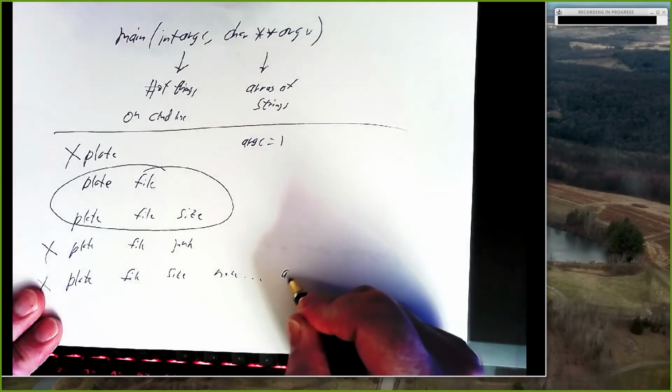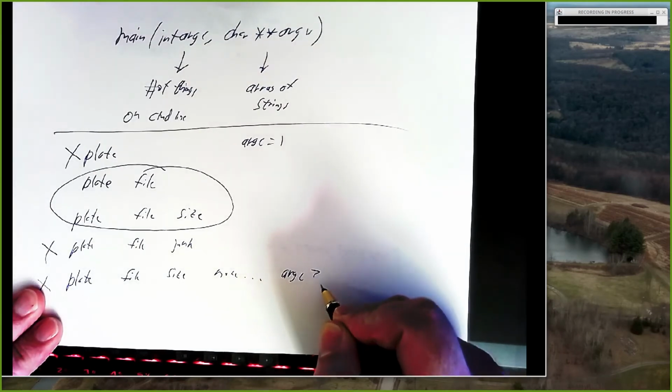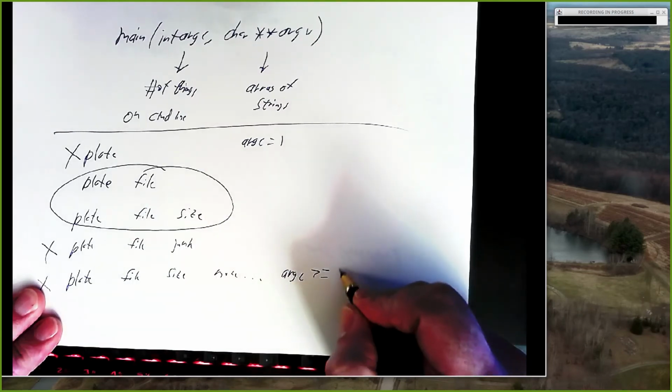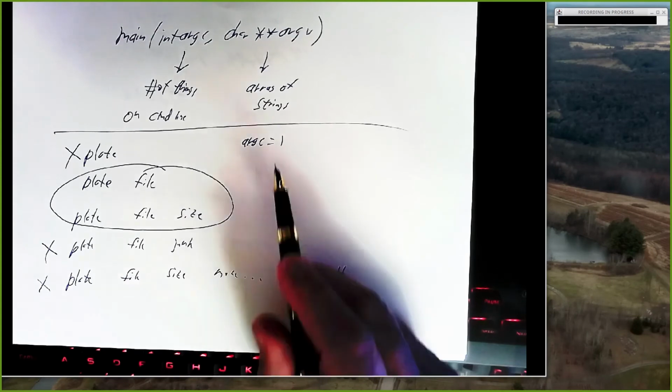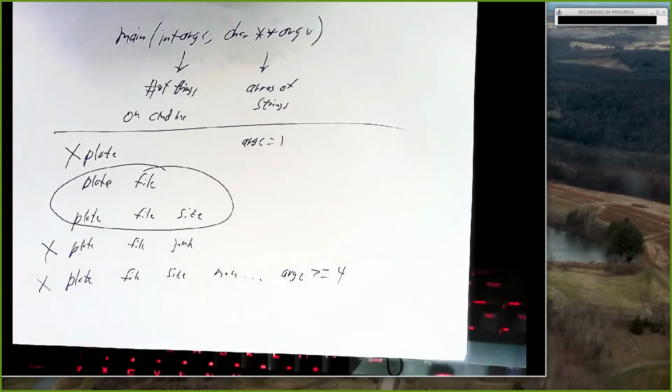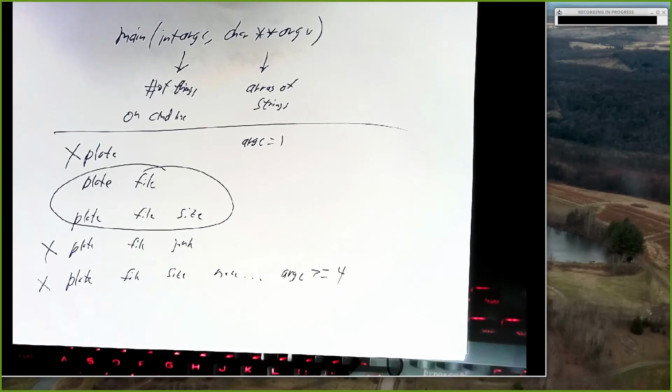If argc is greater than or equal to 4, that's an error. So right after you check to see if argc is 1, check to see if argc is bigger than or equal to 4. If it is, hey, why are you giving me all this stuff? All I want is a database name and maybe an integer. And exit.